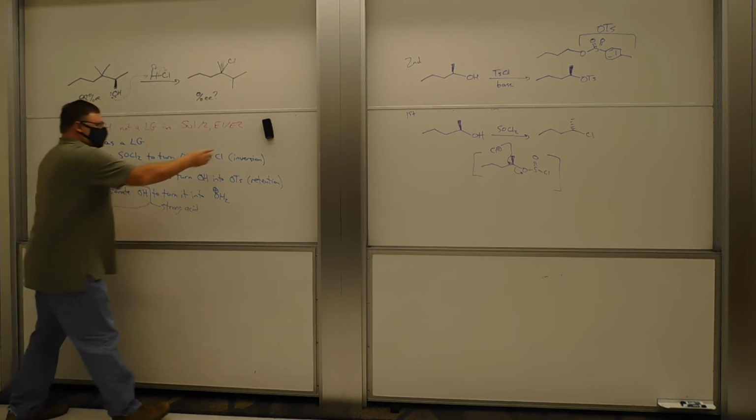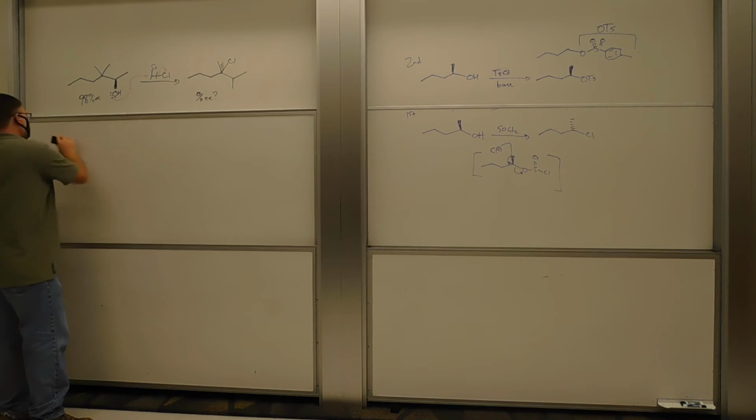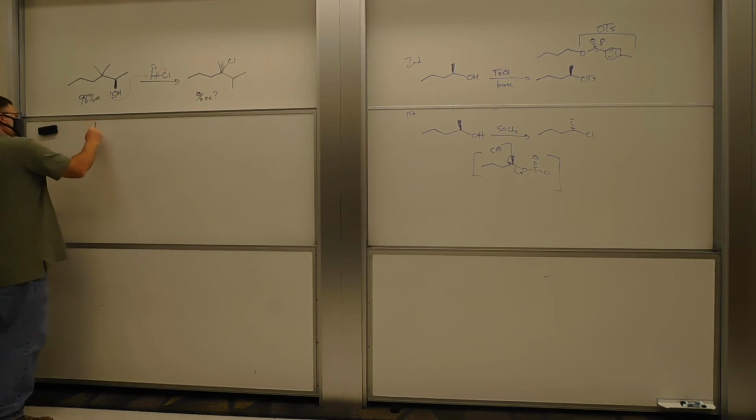So I'm going to raise this up. So that's just consistent with what we learned in chapter 3, right? You have a base attack. Yeah, this first step is completely a proton transfer, a Bronsted acid-base reaction. So it's an equilibrium.